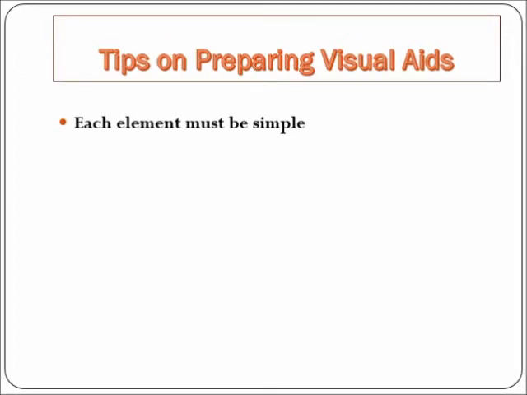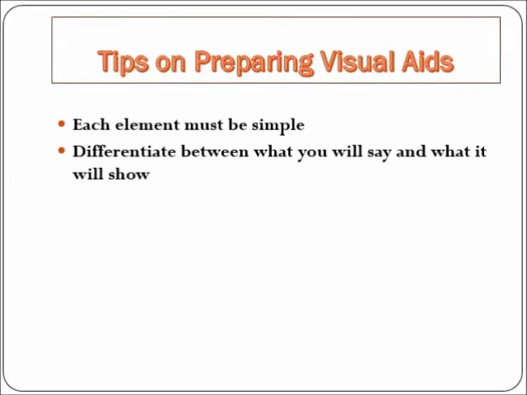Each element on the visual aid must be simple. Visuals should be brief, as cluttering your presentation with too many images or messages can confuse your audience and diminish the potential impact of your visual message. Keep the number of words on a slide to the absolute minimum required to get your point across. Do not put in huge paragraphs of text.